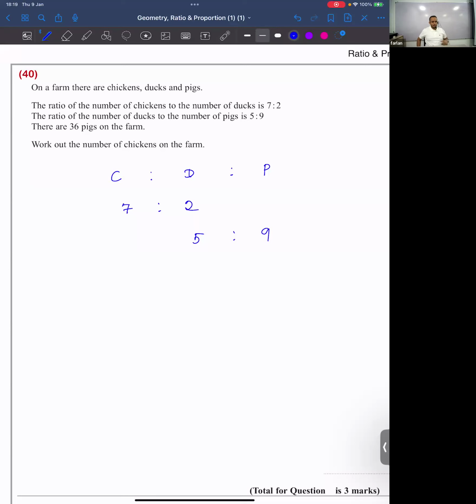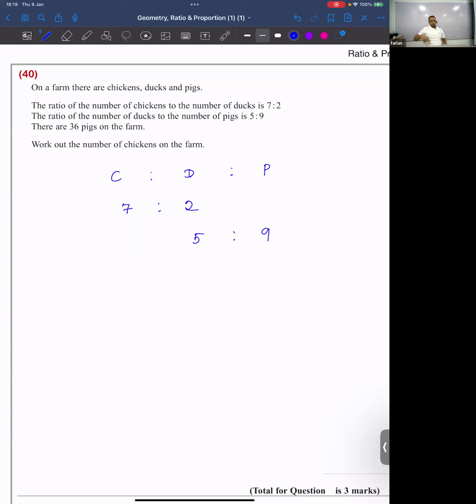Now guys, this question is a bit different from the previous questions that we did. Now there are 3 items, but they haven't given a common ratio for all three. There's no single ratio connecting chickens, ducks, and pigs. There are two different ratios. One connects chickens and ducks. The other is for the ratio between the ducks and the pigs.